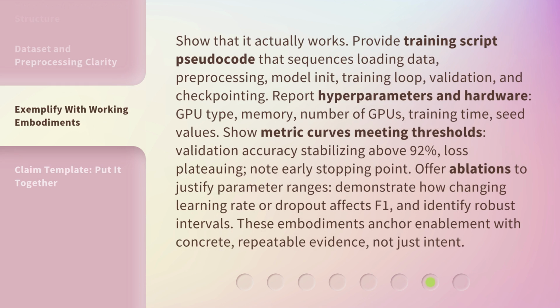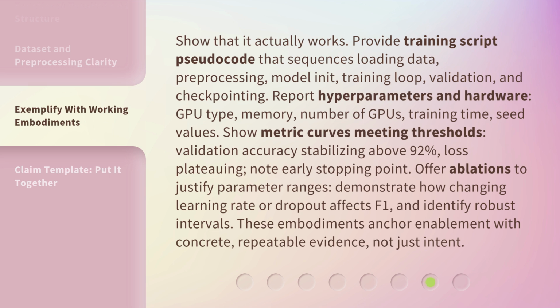Show that it actually works. Provide training script pseudocode that sequences loading data, preprocessing, model init, training loop, validation, and checkpointing. Report hyperparameters and hardware: GPU type, memory, number of GPUs, training time, seed values. Show metric curves meeting thresholds.